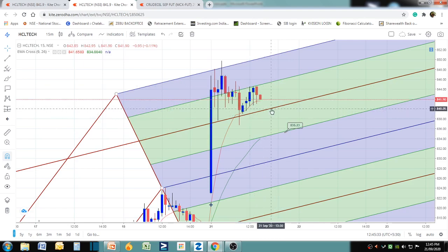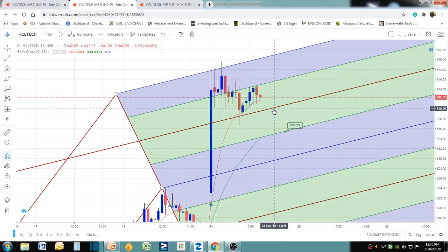And what is the point? This is a median. You have to be very careful. This has to be crossed strongly, then only you can expect 835. Otherwise, if it is hanging on to the median, it means it's taking support there. This will act as a support. So what will happen? If it is hanging on to the median line, you can take it as a support. From there, it will go up. So HCLTech is in a bullish mode.